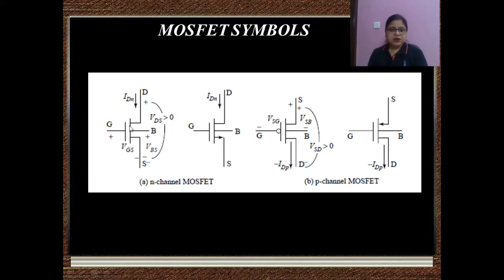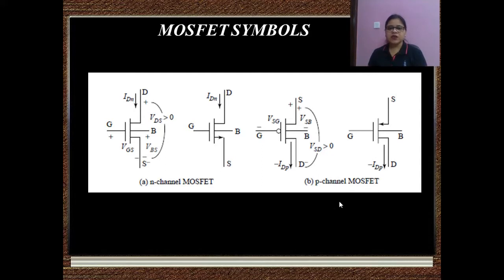Mostly these symbols which are free from this source direction, this current direction on the source, these symbols are used for the digital circuit design. And the symbols which are showing the current direction, they are used for the analog circuit design. So this is how we describe the symbol of the MOSFET devices.